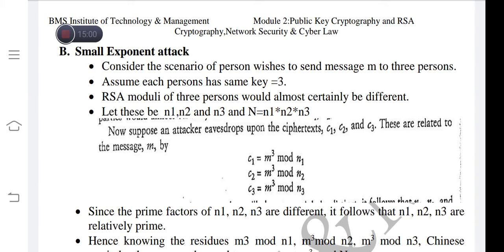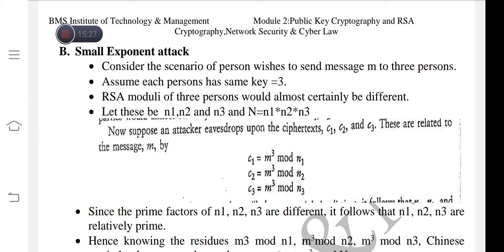Yes, because depending on the values of P and Q chosen, the value of N also varies. So let n1, n2 and n3 be the modulus values available with the three persons respectively. And we can find the capital N equals the multiplication of all the moduli n1, n2 and n3.